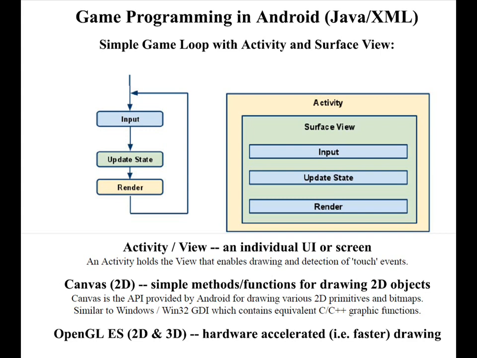This is more conceptual, but as you all know who've done Android stuff, everything revolves around an activity. An activity is basically a screen or an individual UI, an activity with a view. These are two diagrams I got from some website that talked about the game loop in Android. Within an activity, you have the view. The activity is the holder for the view, basically. The view enables drawing and detection of touch events. And it's touch events, by the way, so it's not going to be mouse or keyboard. It's another issue I have to figure out.